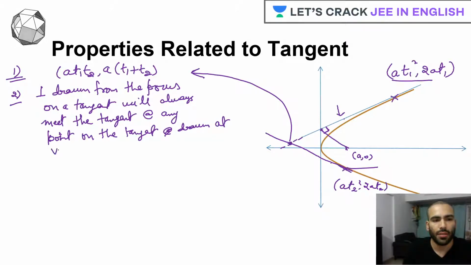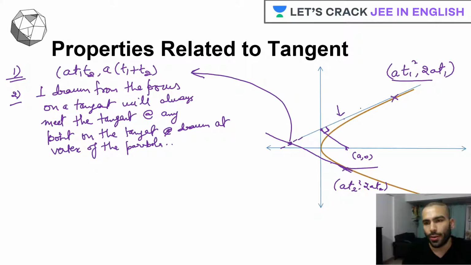Drawn at vertex of the parabola. So again, try to understand this statement. When you draw a perpendicular from a focus on a tangent, this foot of the perpendicular will always be on a tangent at the vertex of the parabola.